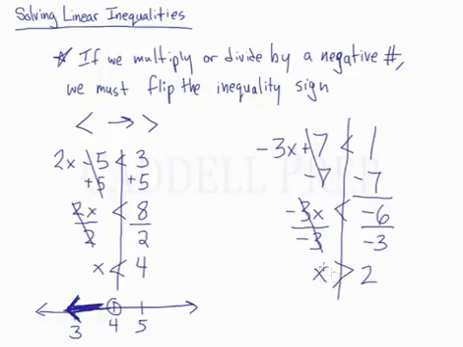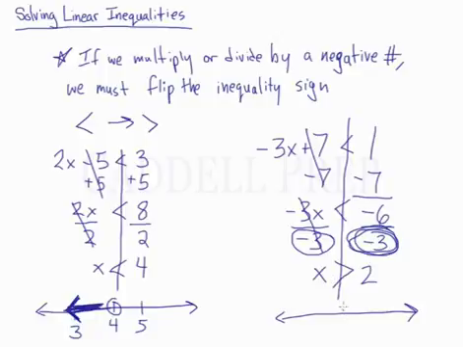Again, I just want to point out we had to flip this because we divided by a negative number. It doesn't matter that this is negative 6. Even if this were positive 6, we still have to flip it, because we're dividing by a negative number here.